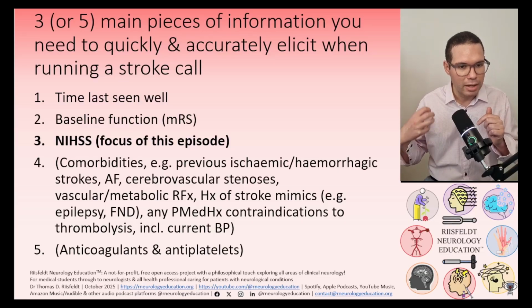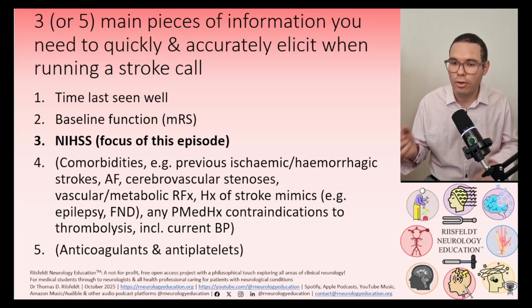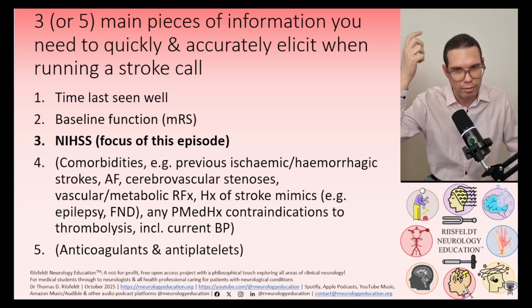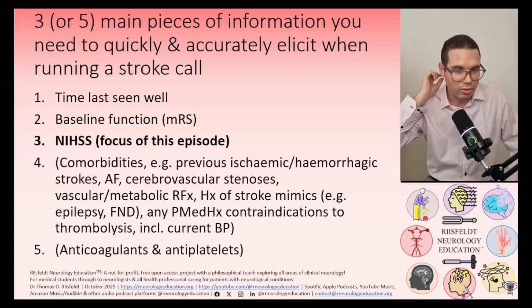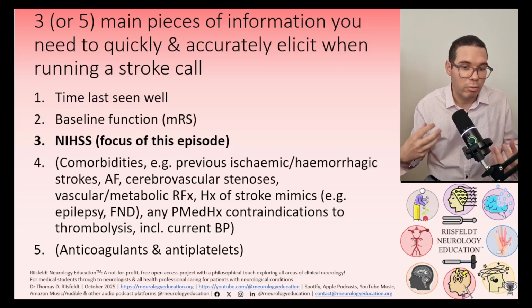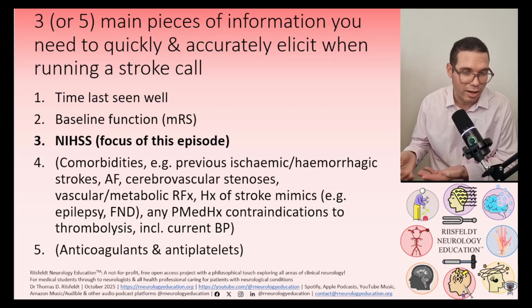The other 2 components, so the fourth thing, is what other comorbidities does the patient have, in particular previous ischemic or hemorrhagic strokes, atrial fibrillation, any cerebrovascular stenoses, so carotid artery stenosis, any known intracranial atherosclerotic disease, ICAD, with MCA stenosis, for instance, middle cerebral artery stenosis, any posterior circulation stenoses, so any vertebral artery stenosis or basilar stenosis, and also knowing the patient's other vascular and metabolic risk factor profile, so obesity, hypertension, dyslipidemia, and diabetes mellitus in particular, and also smoking status.